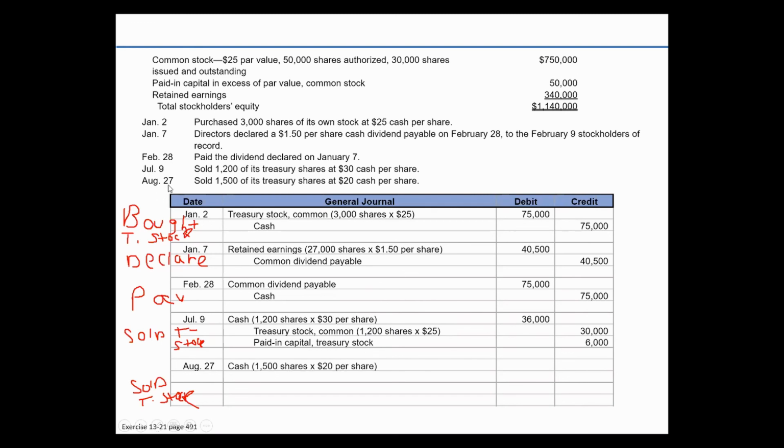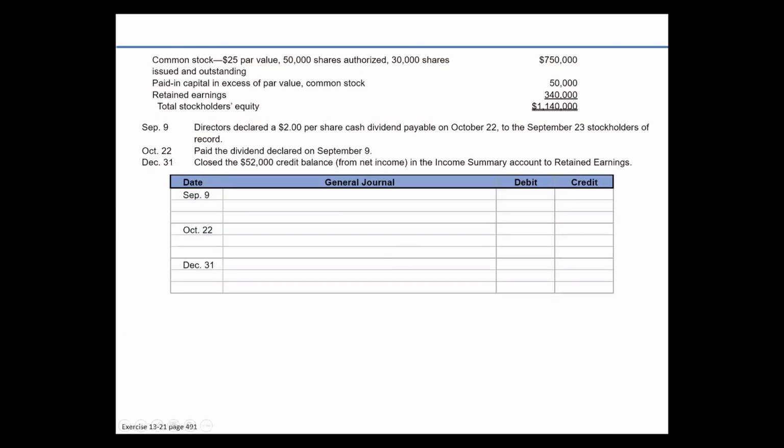And then on August 27th, we sold 1,500 of the treasury stock shares for $20 cash. So in this case, we would have cash in the amount of 30,000 because 1,500 shares multiplied by $20 a share. Paid in capital treasury stock is 6,000, and then the retained earnings 1,500, and then we would credit the treasury stock common for 37,500.